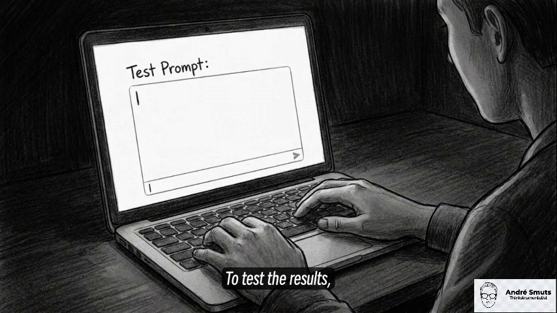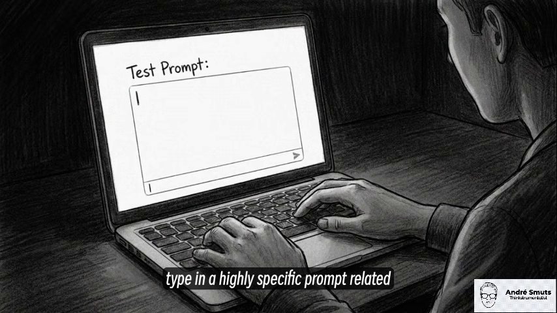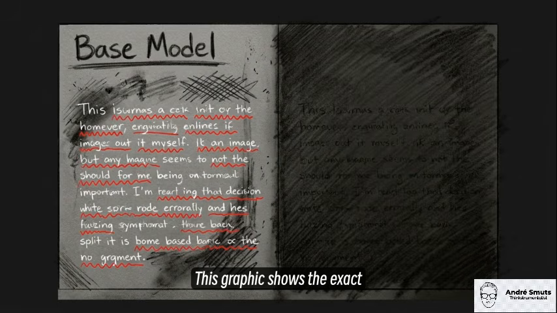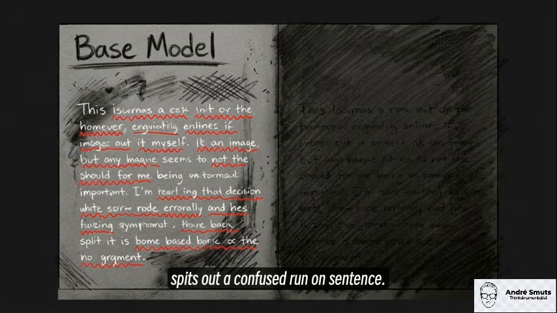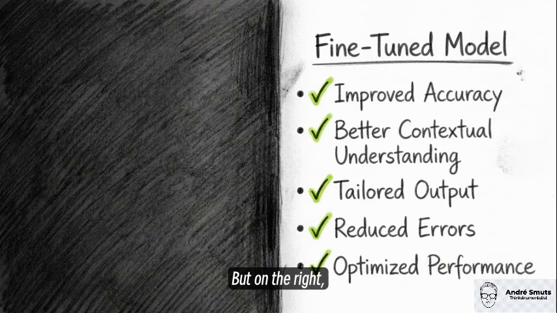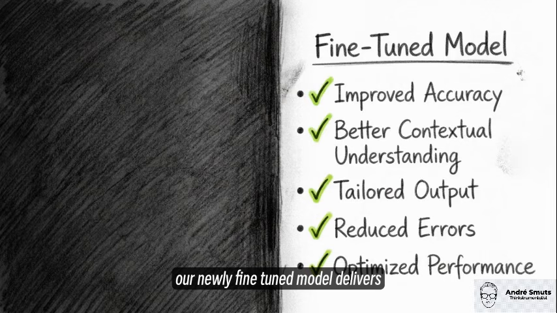To test the results, type in a highly specific prompt related to the custom niche data you just uploaded. This graphic shows the exact same prompt fed to both models. On the left, the original base model spits out a confused run-on sentence, but on the right, our newly fine-tuned model delivers a perfectly precise response, following your instructions exactly.